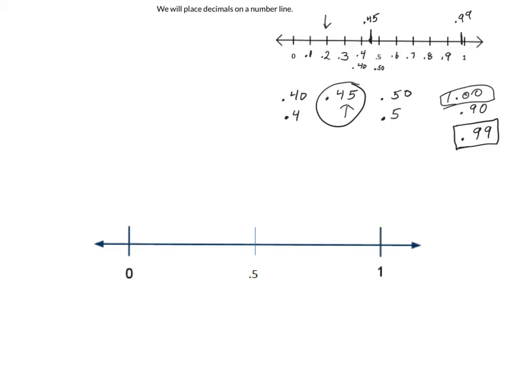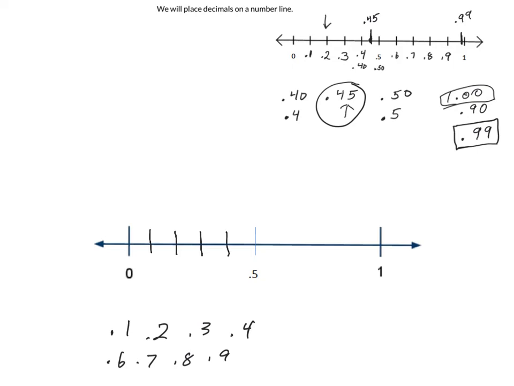Okay, so number 4 says label 1/10, 2/10, 3/10, 4/10. And number 5 it says label 6/10, 7/10, 8/10, and 9/10. So if we take a look, we already have our 0 labeled here. We have 1 and we have 5/10, which is 1/2. Now, if we divide this into 5 parts, that means we need to make 4 partitions. So 1, 2, 3, 4.